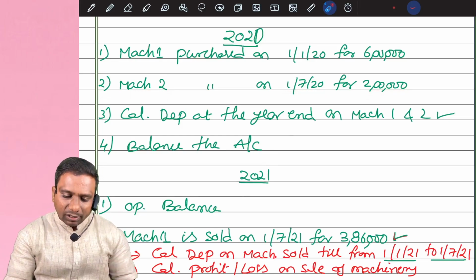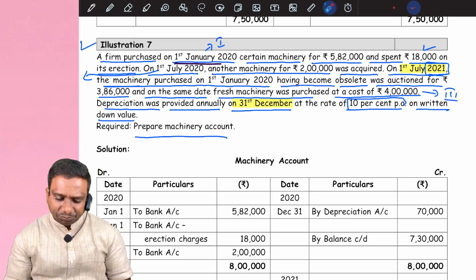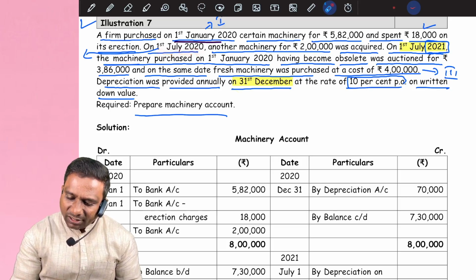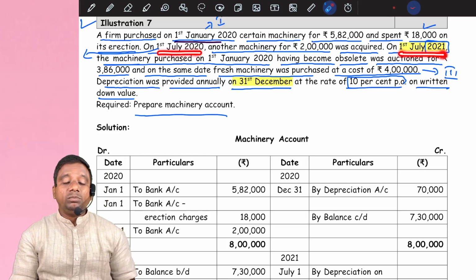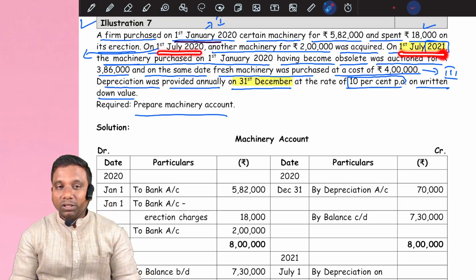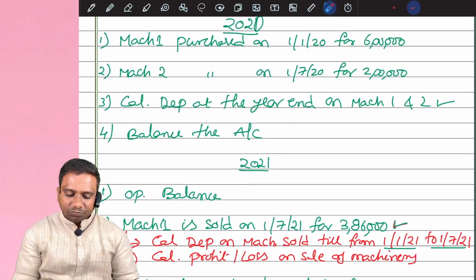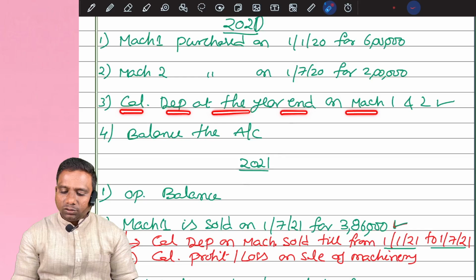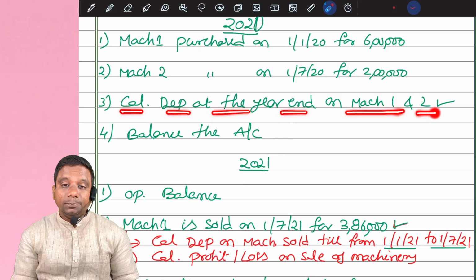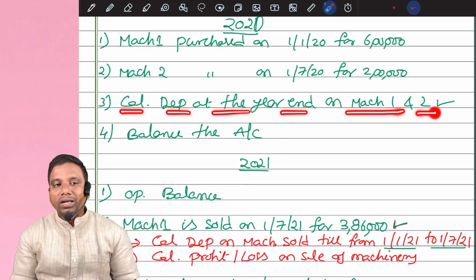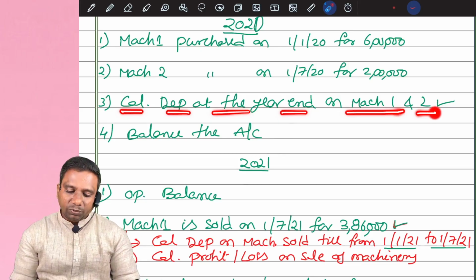Okay. Next, what happened during the same year? Nothing happened. After 1st July 2020, straight away they jump to 1st July 2021, means the next financial year. But first we have to complete 2020, go to the end of the year, and calculate depreciation for machinery 1 and machinery 2 by following the WDV method. When you have more than one machinery, it is always advisable to prepare a separate working note for calculation of depreciation like this.